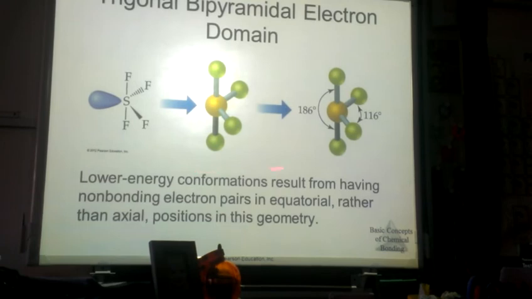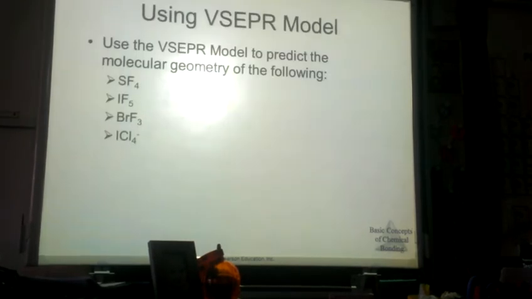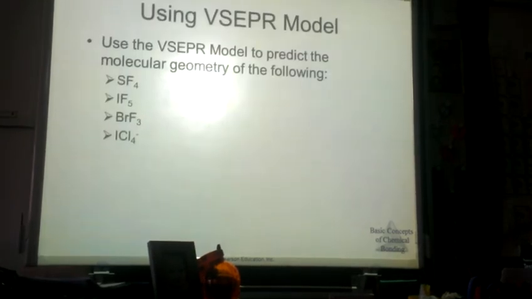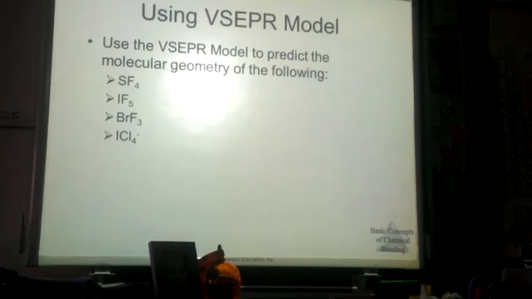Okay, so lower energy conformations result from having non-bonding electron pairs in equatorial, so we just said, rather than axial for this geometry. Okay, so thinking about just trigonal bipyramidal or tetrahedral or trigonal planar or linear, use the VSEPR model to predict the molecular geometry of the following. So we had 4 from the other slide.